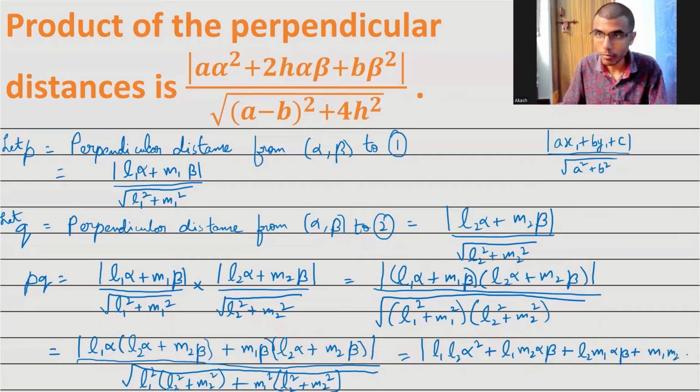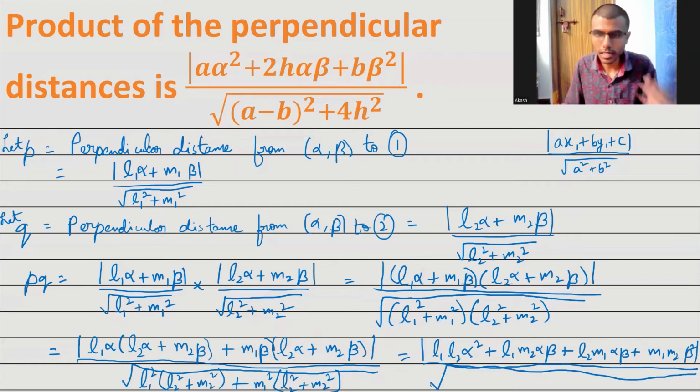M1 M2 beta square. Okay, now the modulus has ended. Now I need to do multiplication to the denominator. Okay, this is an under root. I know handwriting got a bit clumsy. Please tolerate that. Now L1 square into L2 square is going to be L1 square L2 square.